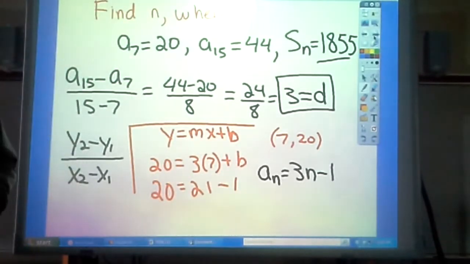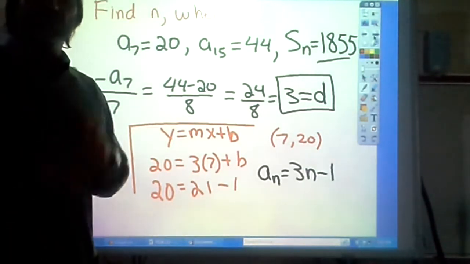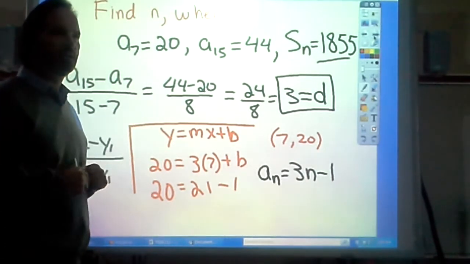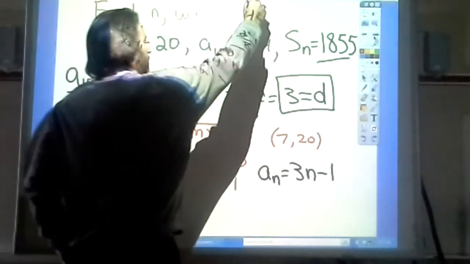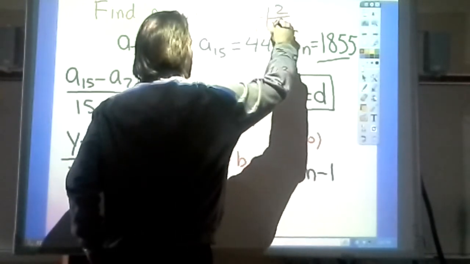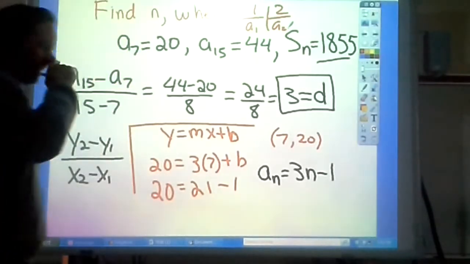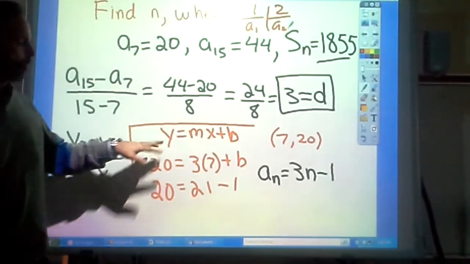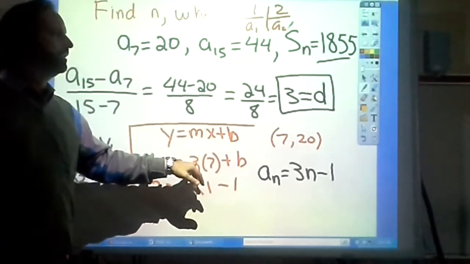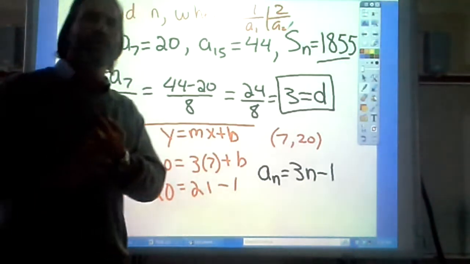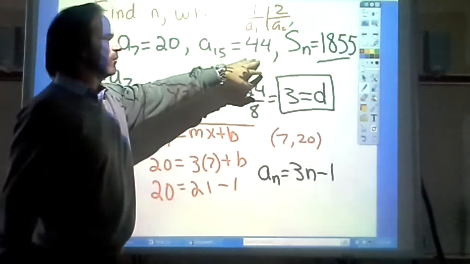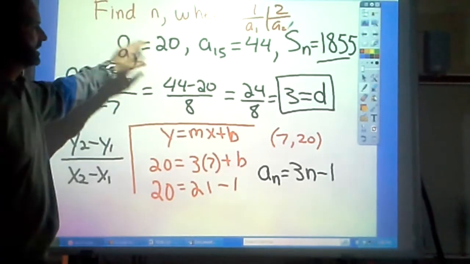All right, we want to get now the explicit formula. Remember how we had that table, where the first term gave me a sub 1, second term gave me a sub 2, and so on. What do we know? I can set up y equals mx plus b, and my common difference is 3, that's the slope. I've got 2 known ordered pairs, and all you need is 1. I plug in 15, I get a sub 15, which is 44, or I plug in 7, I get a sub 7, which is 20.